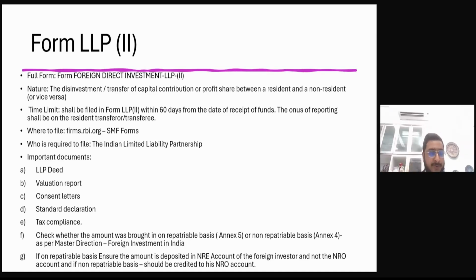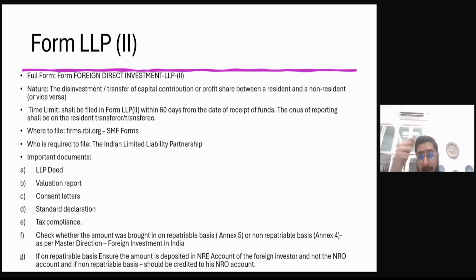And the important documents: LLP deed, valuation report, consent letters, standard declarations required. Tax compliance you have to check because money is going outside India. Now, again, as I said, you have to check whether the money which was initially brought in was repatriable or non-repatriable. If you go to the rules and regulations of FDI, there'll be an annexure 5 and an annexure 4. Annexure 4 is non-repatriable basis and annexure 5 is repatriable basis.